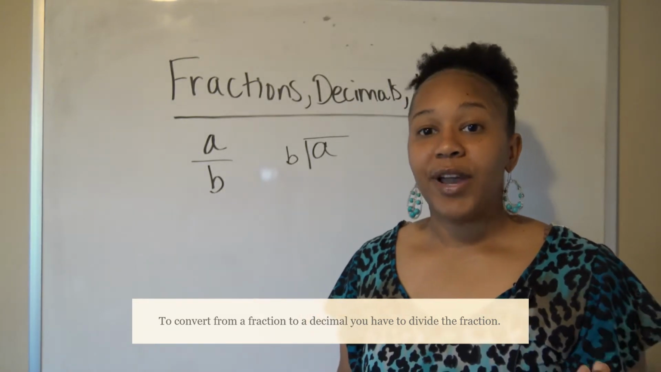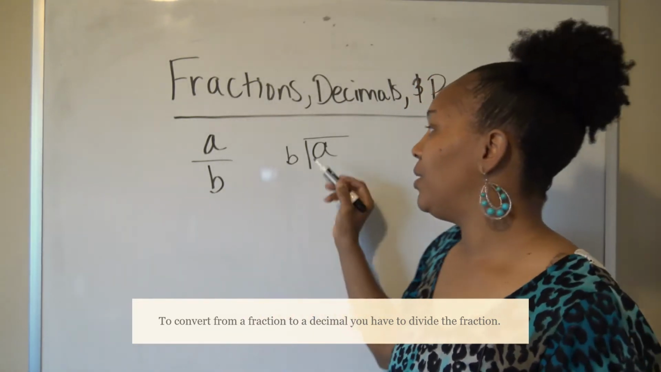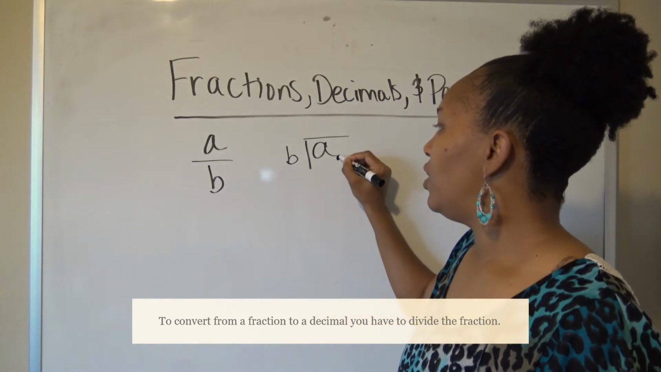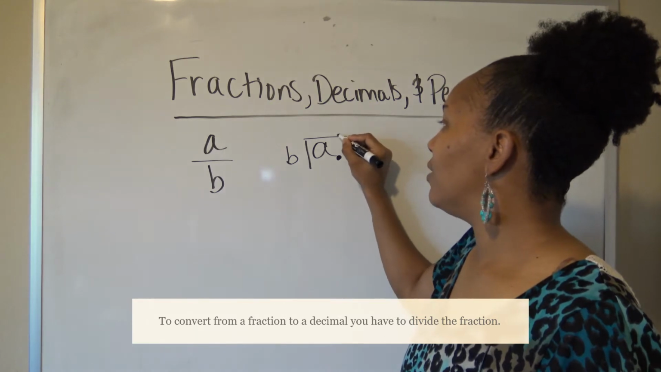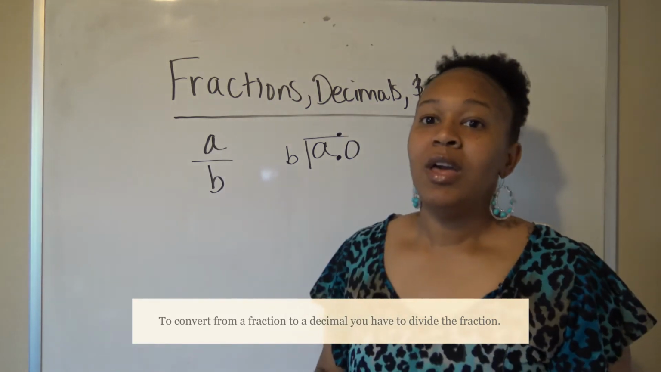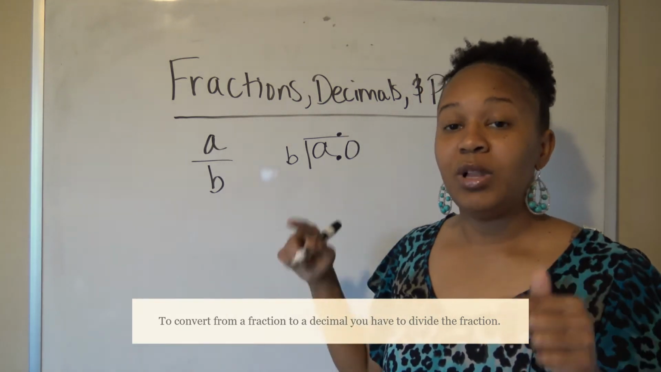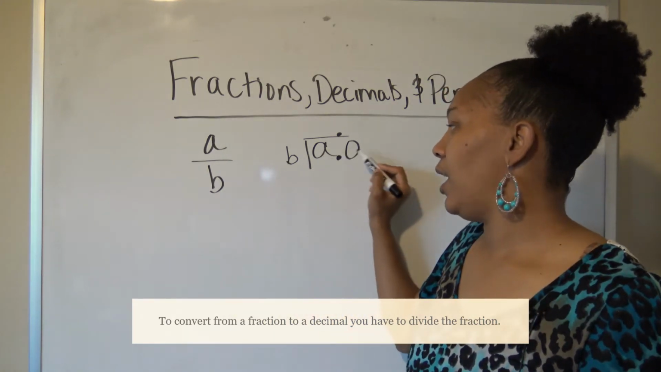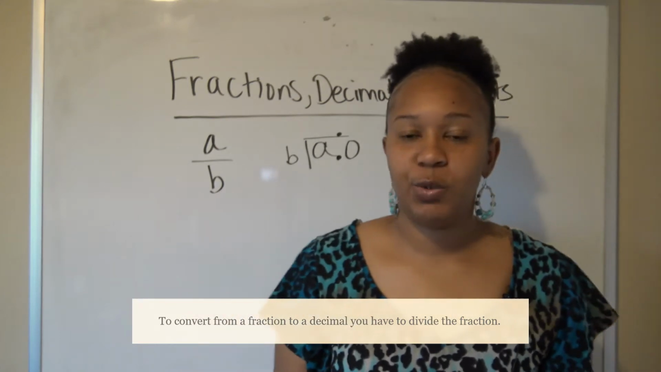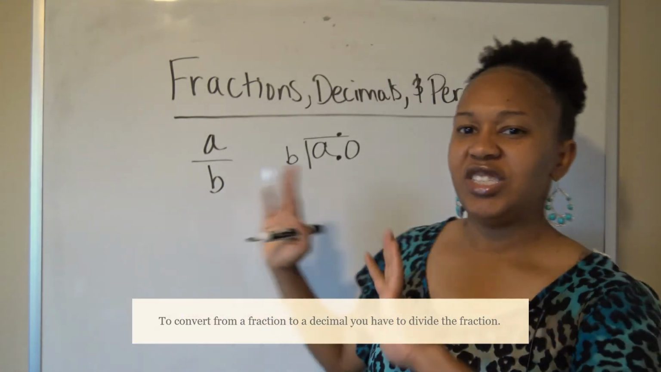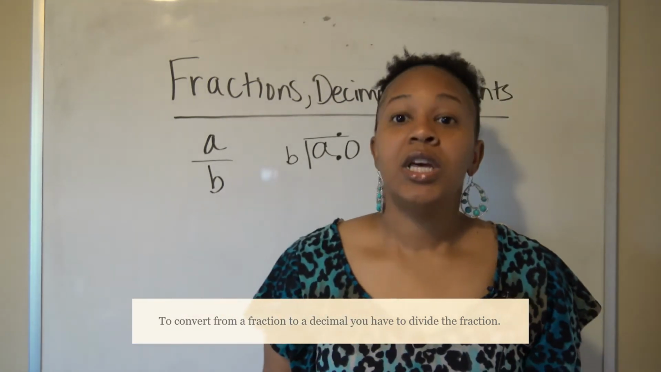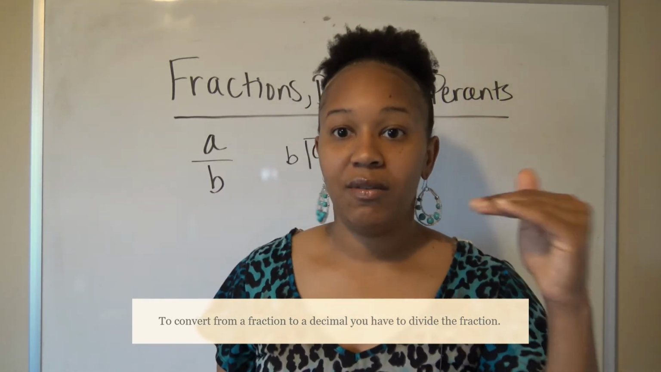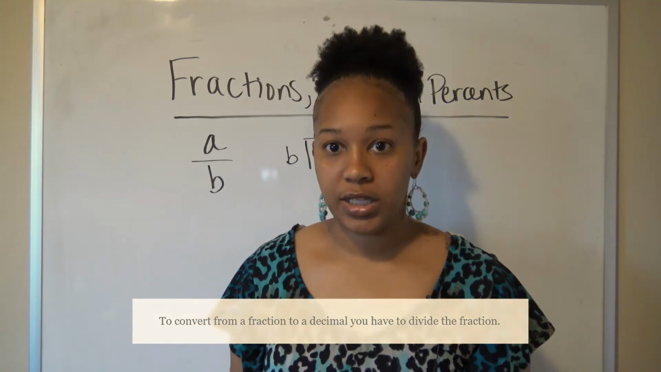Now, typically a fraction is small. In that case, that means the B won't be able to go into A. So when you actually divide it, you'll add a decimal and a zero. And so when you add that zero, that decimal allows you to add that zero. When you add that zero, you divide B into A, zero, whatever that is. And B and A are just representing numbers, okay? So this is just in general. A fraction is division. So in order to convert from a fraction to a decimal, you have to actually divide that fraction out. So let's look at an example.